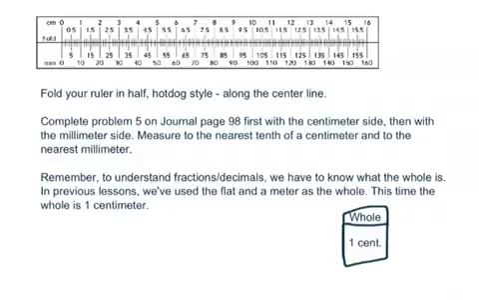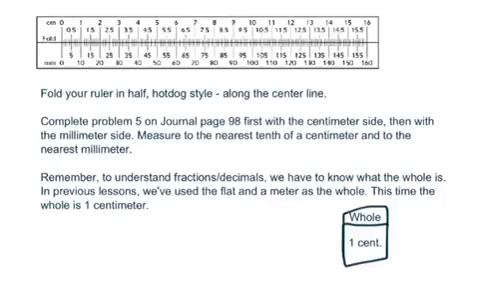Okay, so now you're going to fold that ruler in half, hot dog style, along that fold line, the center line. And you're going to complete problem 5 on journal page 98. That's the one we had done 1 through 4 already. First with the centimeter side, then with the millimeter side, and you're going to measure to the nearest 1/10 of a centimeter and to the nearest millimeter. Okay? Now just keep this in mind.